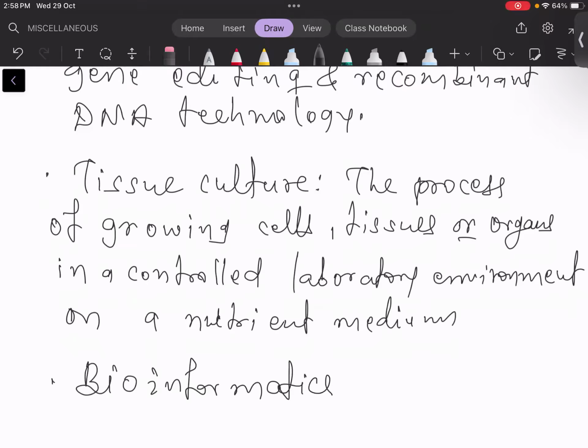Bioinformatics: the use of computational tools to analyze and manage large biological data sets such as DNA and protein sequences. That is called what? Bioinformatics.